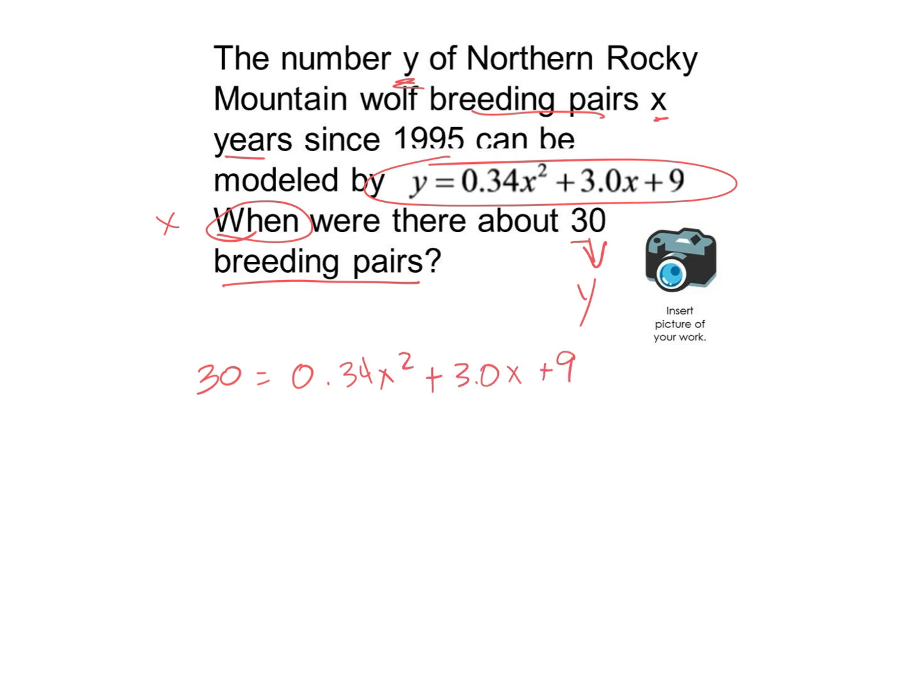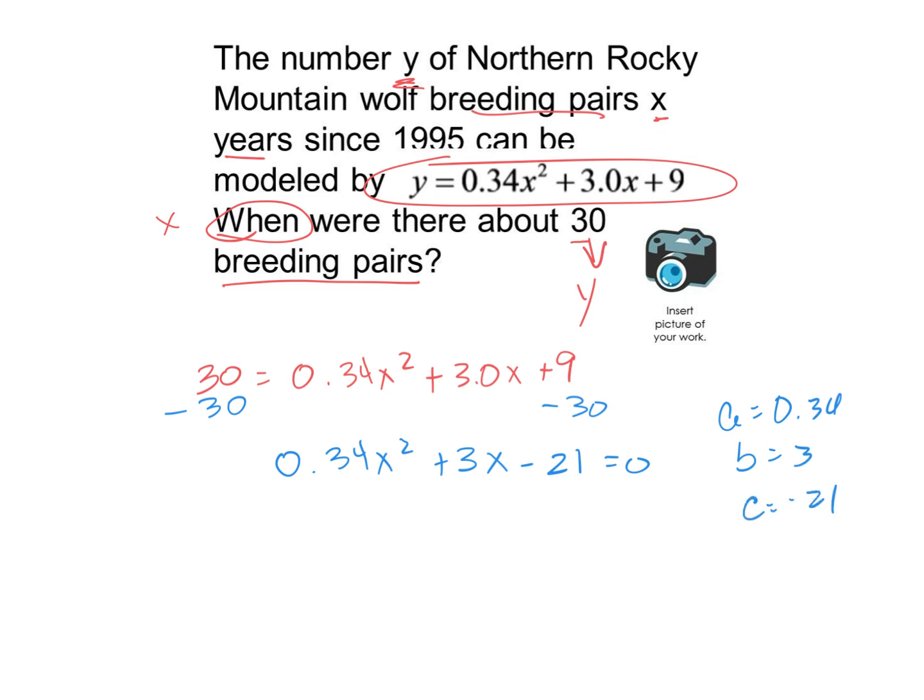And obviously you're going to use the quadratic formula, but you're not there yet. You have to set it equal to 0. So we're going to have to subtract 30 from both sides. So we have 0.34x squared plus 3x minus 21 equal to 0. So now I'm ready for my quadratic formula. A equals 0.34, B equals 3, C equals -21, and I always start with my actual formula. So negative b plus or minus square root b squared minus 4ac, all of that over 2a.